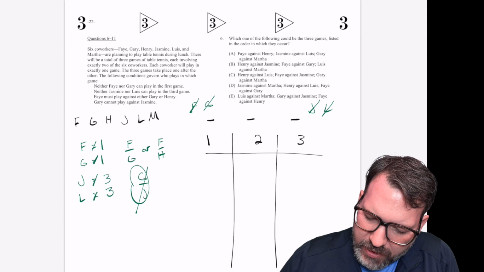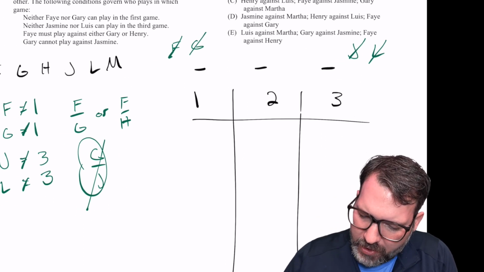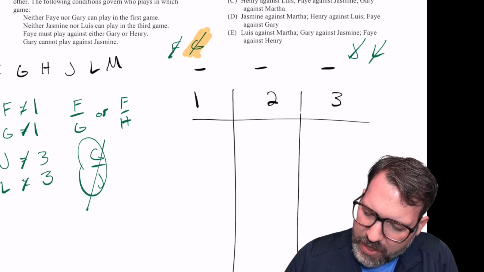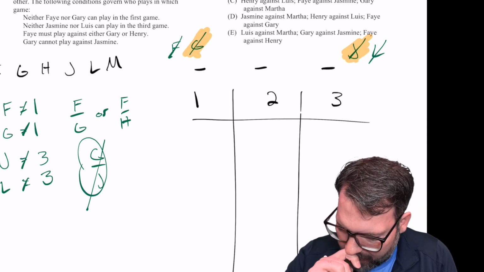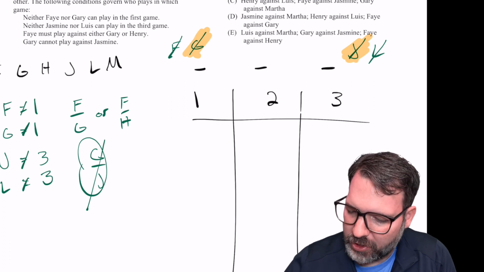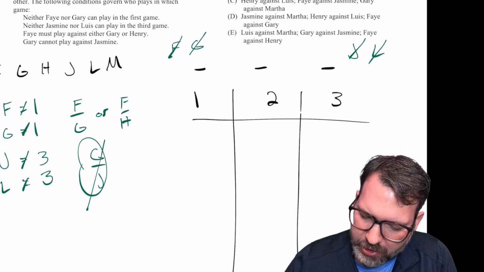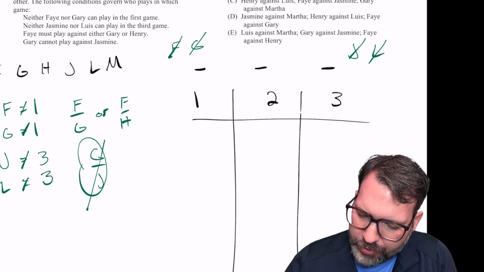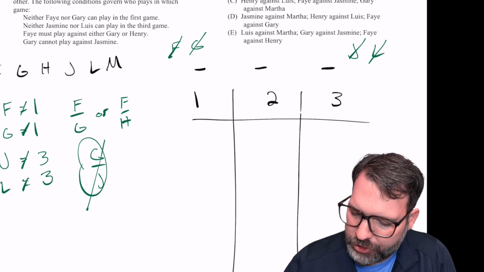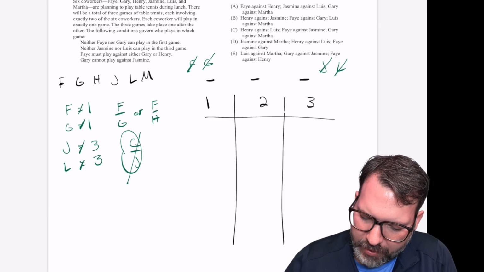All right, deduction-wise, this is a little tough. You know, I'm thinking maybe something is happening with G and J. Clearly they can't go second together, but like J could go first, G could go third. So I actually don't know that I would write that down as a full deduction. F is going to go either second or third against either G or H. But that's not quite enough for a deduction.